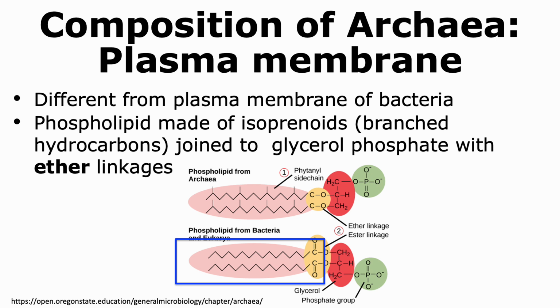Another difference is the linkage of the isoprenoid group to the glycerol backbone, and it involves ether linkages. Whereas in the case of bacteria, the fatty acids are joined to the glycerol backbone with ester linkages. This ester linkage is also seen in eukaryotic plasma membranes. Thus, the plasma membrane of archaea is different than what is observed in bacteria and eukaryotes.